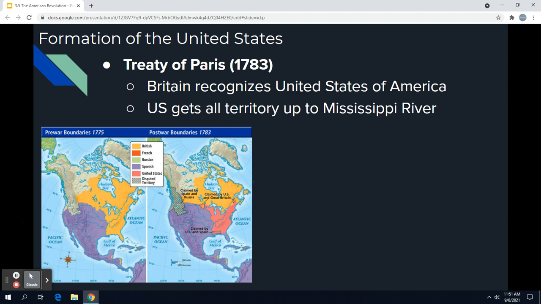So if you look at that map on the left, Britain controlled pretty much, in the goldish color, all the territory. But after the war, the United States gets a huge amount of territory. It nearly doubles, possibly triples its size. And this is huge because now suddenly it's not just colonies all over the New World. It's going to be an independent nation that is very, very against colonization.